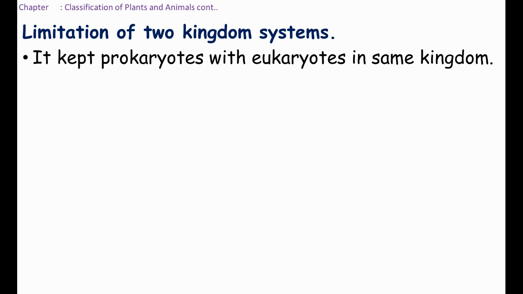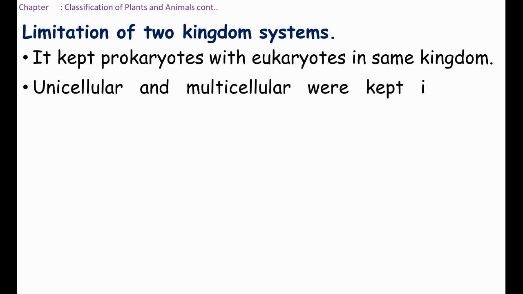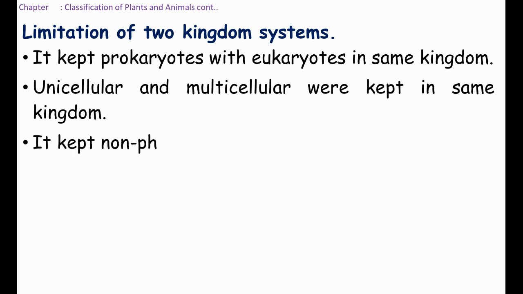Okay. What do you mean by prokaryotic organism? Those organisms which do not have true nucleus. What do you mean by eukaryotic organism? Those organisms which have true nucleus. Those organisms which do not have true nucleus are called prokaryotic organisms or prokaryotes. Those which have true nucleus are called eukaryotes. But in case of two kingdom system of classification, both prokaryotes as well as eukaryotes are included in the same kingdom. Unicellular and multicellular organisms were kept in the same kingdom. No separate kingdoms for unicellular and multicellular organisms. It keeps non-photosynthetic fungi.